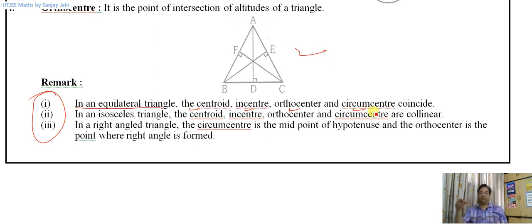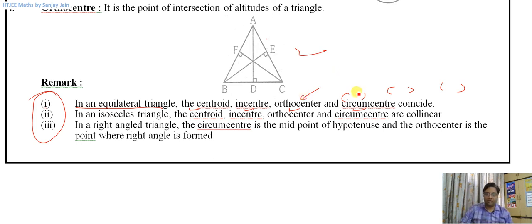For example, if you want to find the centroid, incenter, orthocenter or circumcenter, all are the same point. All these points coincide. So if you are given the coordinates of the vertices and you are supposed to find the orthocenter, in class 10th you do not know the formula for the orthocenter. Although I have told you about it, you will not be supposed to learn that formula in class 10 at least.